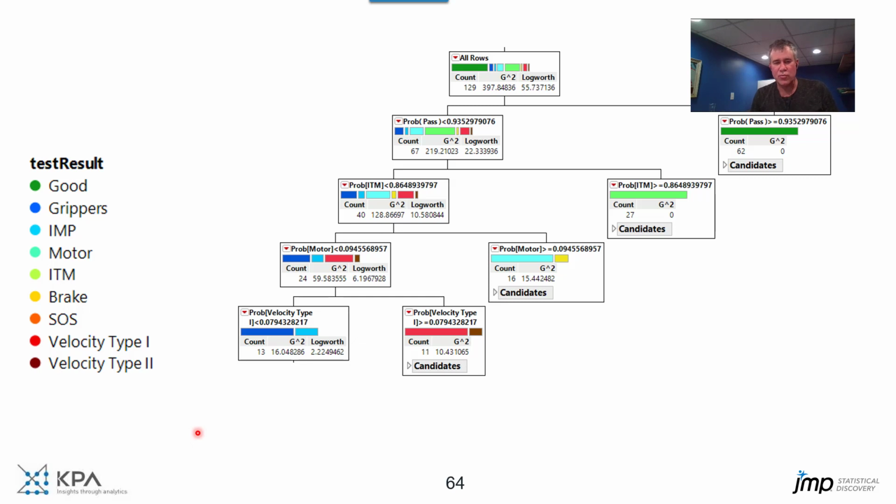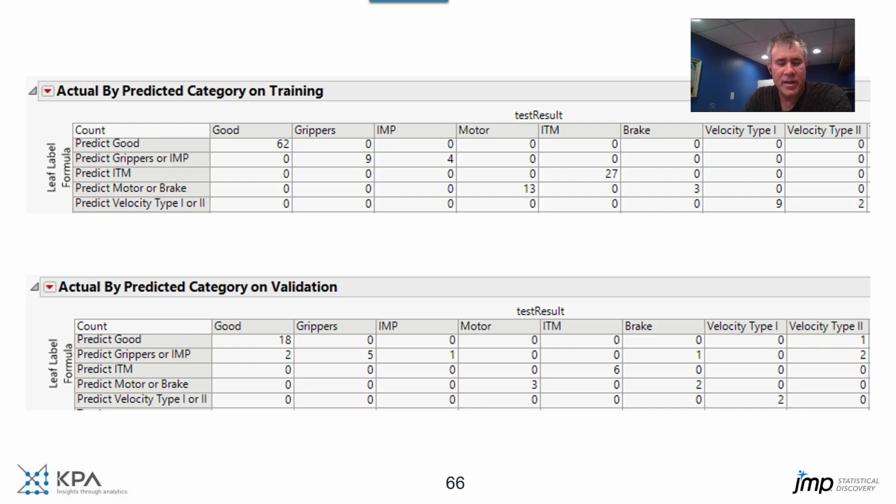We have a simple decision rule. We're not going to be able to break these failure modes down much further because of the very small number of actual events that we have. But we can turn this into a simple rule for identifying units that are probably good. And if they're not, we have an idea of where to look to fix the problem. We can save this decision rule out as a leaf label formula.